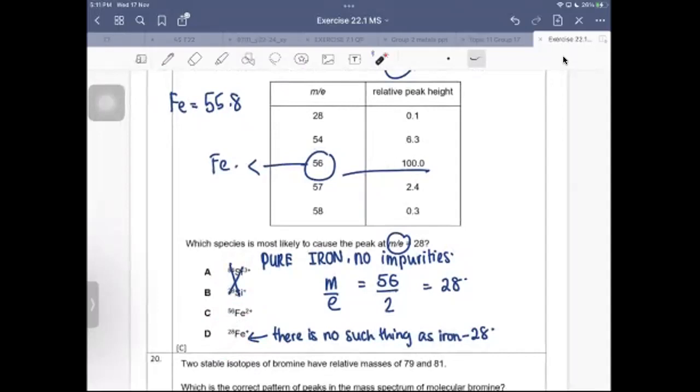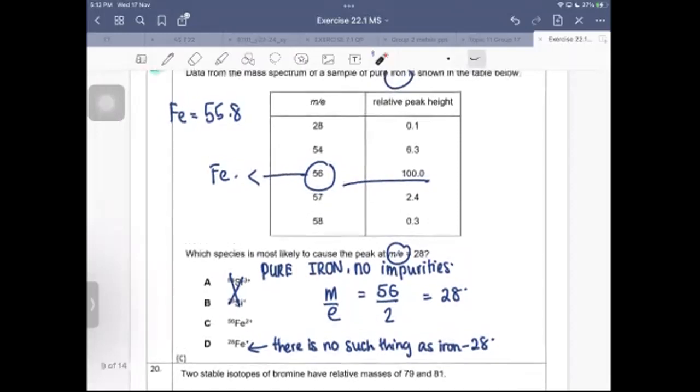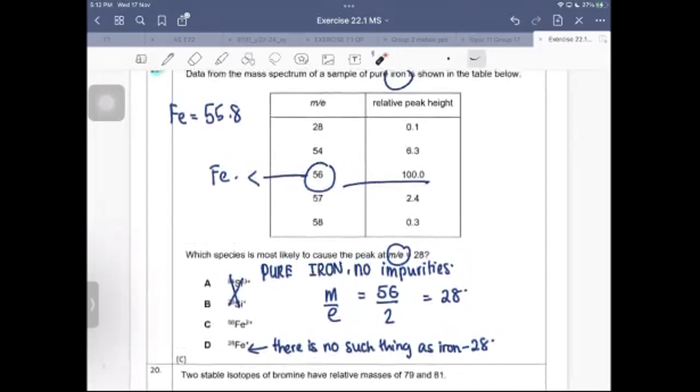It cannot have an isotope that has a mass of 28. Another reason why this is impossible is, where is iron in my periodic table? Usually for isotopes the mass would not be very far. If iron has a mass of 56, the isotope would be 57, 58, or 54, 55, something like that, but it wouldn't be as far as 28. So iron-28 doesn't exist. You are only left with option C. Again, how can 56 Fe2+ produce a signal at 28? It's because you take the mass to charge ratio. Mass is 56, charge is 2.